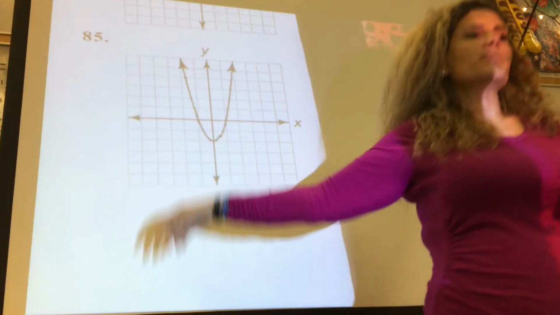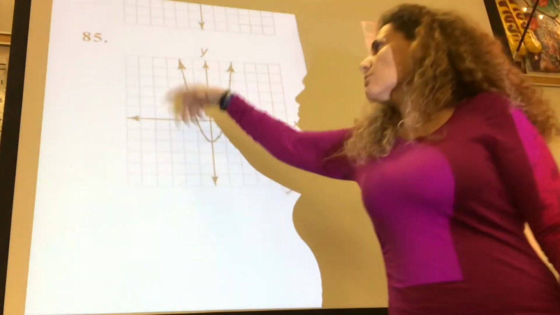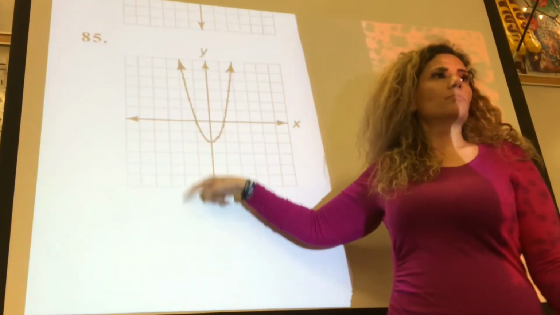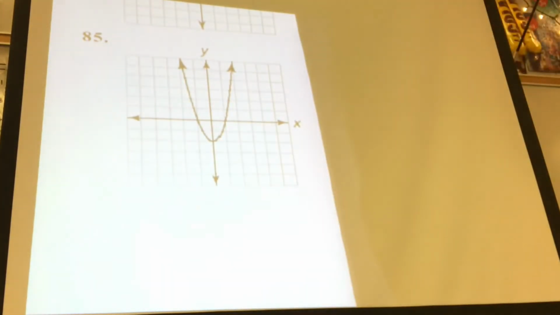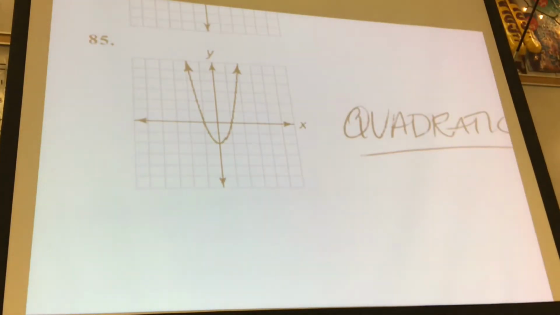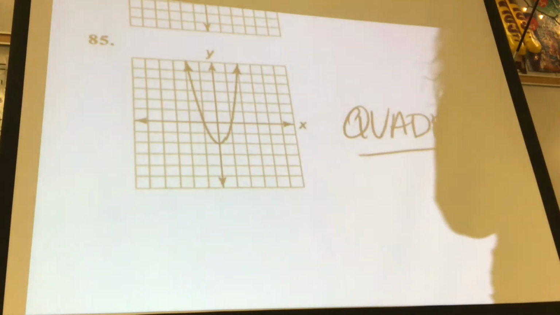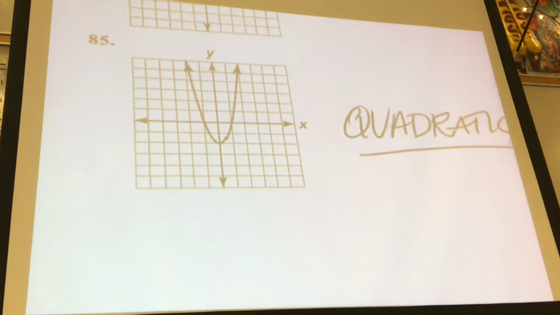Okay? This type of graph, and it can go vice versa as well. It can face down. Okay? This is called a quadratic. Turn the page. Let me do the last two with you.